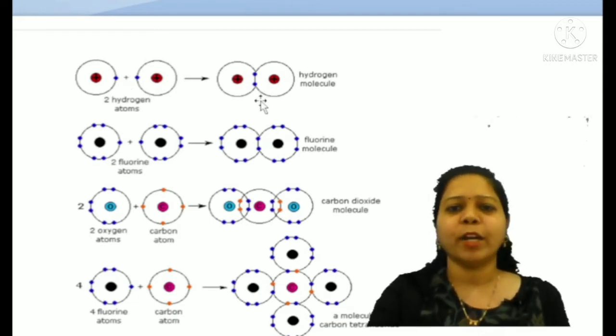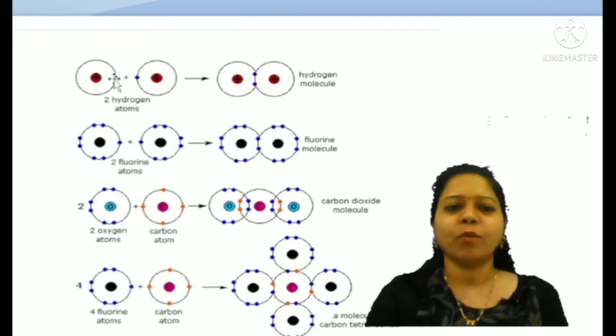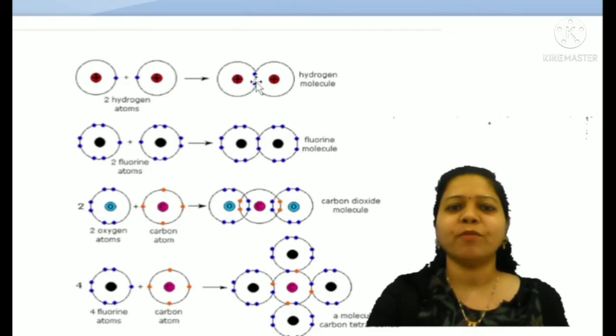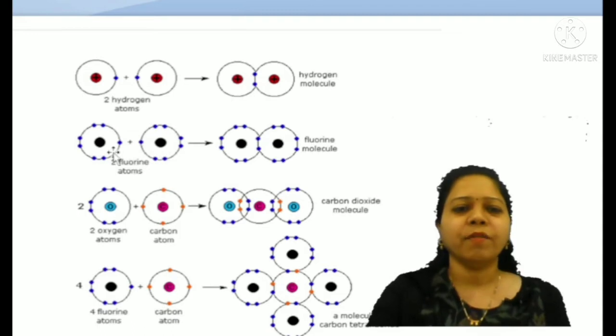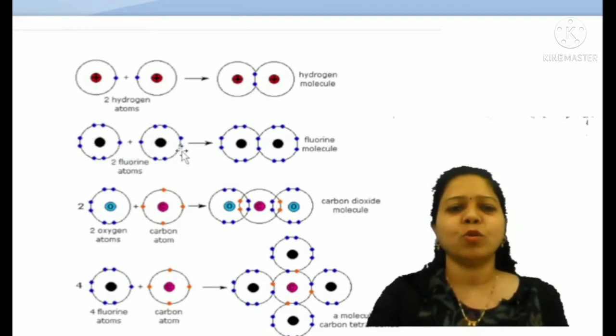Here the first example, the hydrogen molecule, is given. One electron from one hydrogen and a second electron from the second hydrogen, they are sharing to form 1 pair of electrons, and which forms a single covalent bond in the hydrogen molecule. In the second example, that is fluorine, 7 electrons are present in the outermost orbit and it requires 1 electron to complete its octet. That's why they both decided to share 1 electron, and it also forms a single covalent bond between 2 fluorine atoms, and which forms a fluorine molecule.